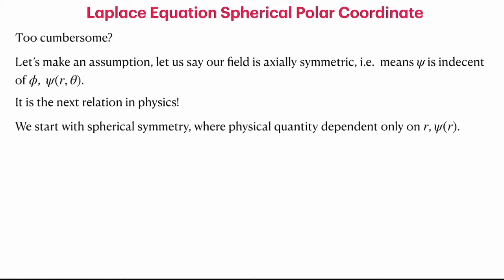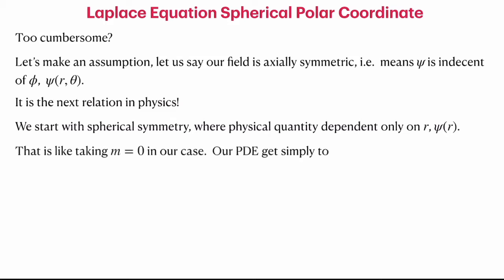And the most general case is when psi is a function of all the variables r, theta and phi. That is a case we will handle a little later. Let's look at the azimuthally symmetric system first. In this case, it is equivalent to taking m equal to 0 in our earlier expansion e power i m phi, because the system doesn't depend on phi at all. So our partial differential equation becomes independent of phi. So we have r into d square by dr square of r psi plus 1 by sine theta d by d theta into sine theta d psi by d theta is equal to 0.